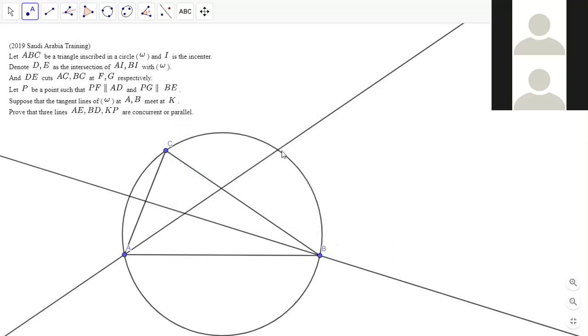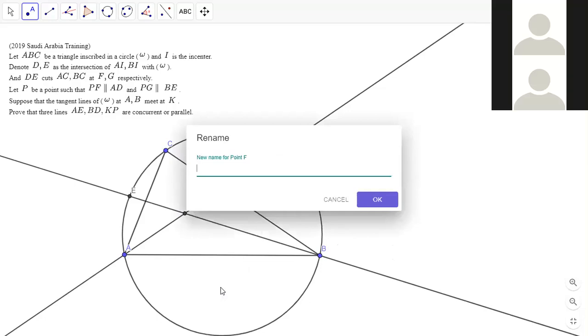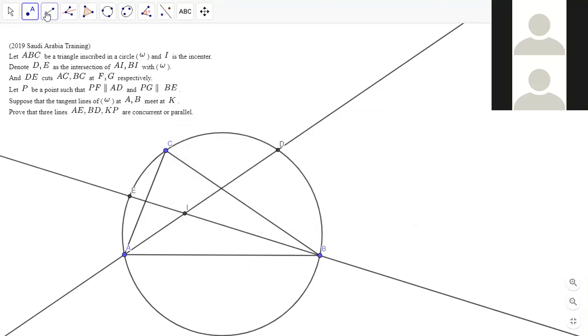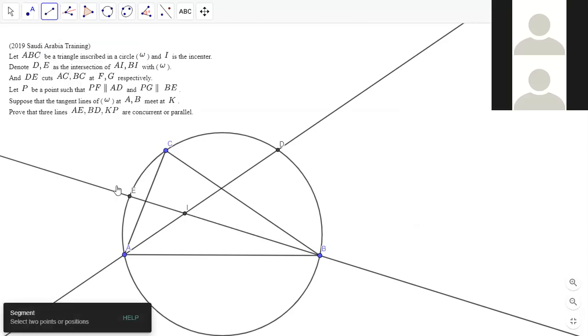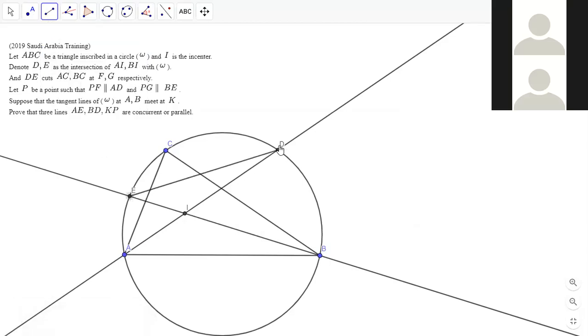So this is D and E. D and E are the midpoints of those arcs. I is the incenter. We want to see where DE cuts AC and BC. It does it at F and G.